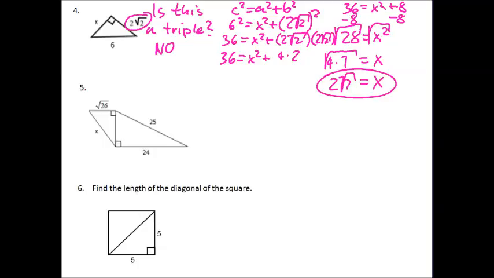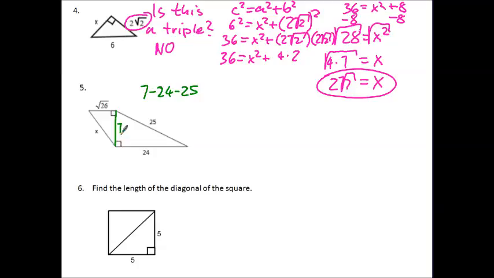In example 5, we need to find x again, but in order to do that, we also need to know the length of this leg, which we don't have. But this leg is also part of another triangle, which is also a right triangle, with the remaining side lengths of 25 for the hypotenuse and 24. Now, if we remember that 7, 24, 25 is one of our Pythagorean triples, then we can figure out that this side length has to be 7 without even doing the math. Otherwise, we would have to do the math to find this side first.